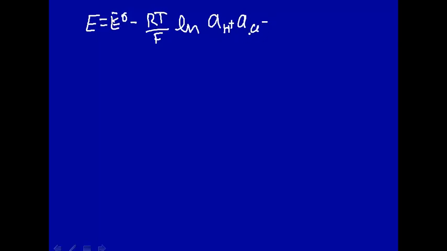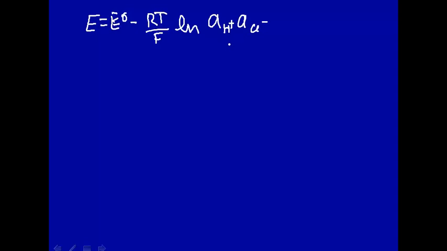Now, a few lectures ago, we decided that, in fact, we can't measure the activity of just a single ion in solution, although in the next section we'll find that, well, maybe we can. But just for now, let's say we can't measure individually these activities.